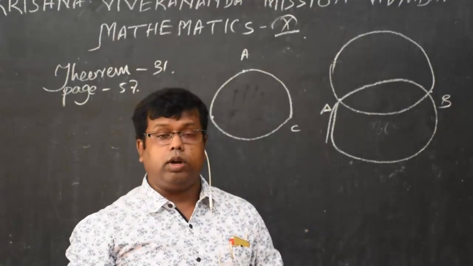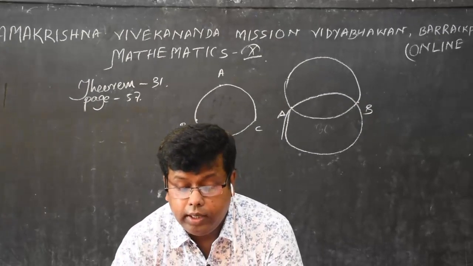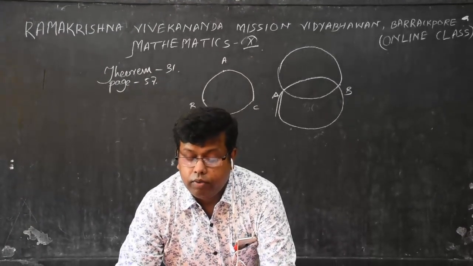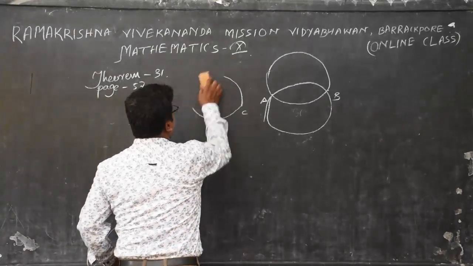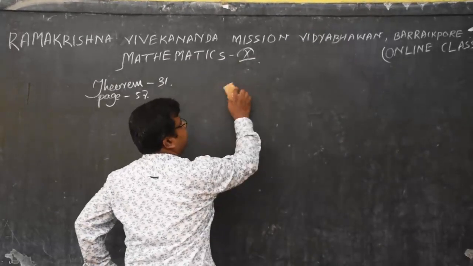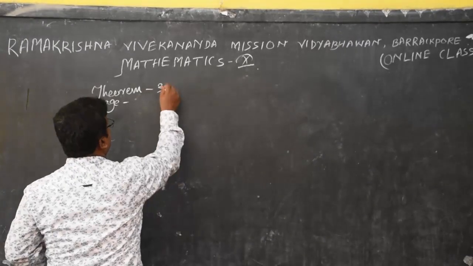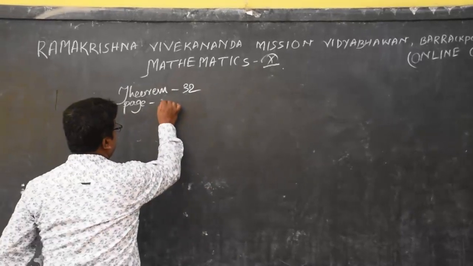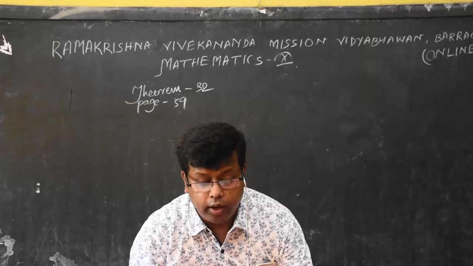Now we are going to understand theorem number 32. The perpendicular drawn to a chord which is not a diameter from the center of a circle bisects the chord. Now try to understand the theorem. We have to understand the proof of this theorem. It is theorem number 32 and the page number is 59. Again I am telling the question.